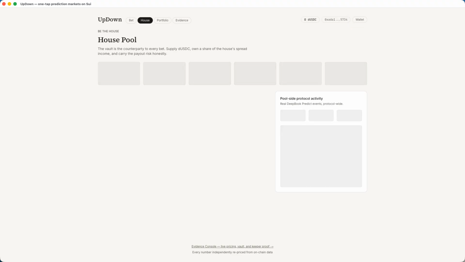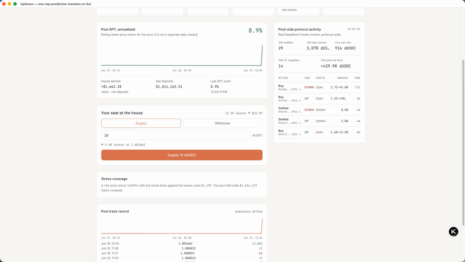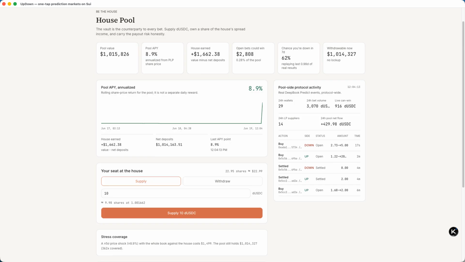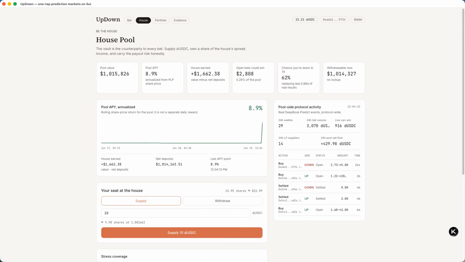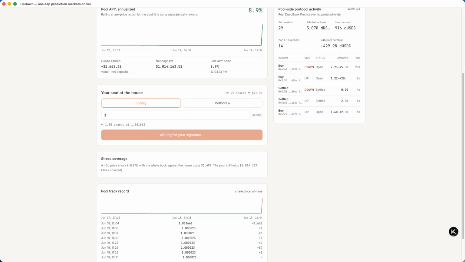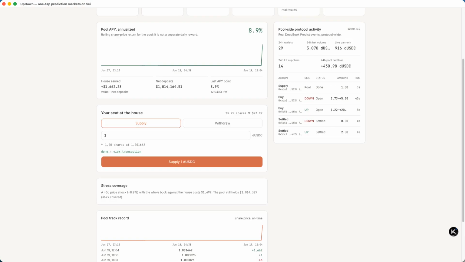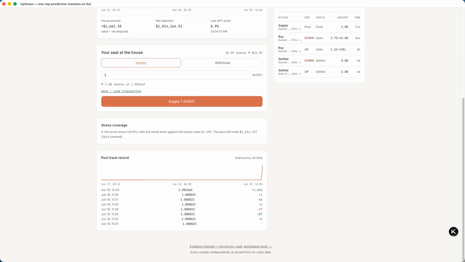Next is Be the House, the LP side of the same protocol. Instead of a vague yield card, the page shows pool value, APY, house earnings, open payout exposure, loss probability, withdrawable liquidity, and recent pool activity. I will supply one DUSDC. The action is one click plus one signature, but underneath it supplies quote asset to the vault and returns PLP shares to the wallet. When the supply completes, Updown shows the transaction link and the activity feed updates. The house interaction feels simple without pretending that risk disappeared.